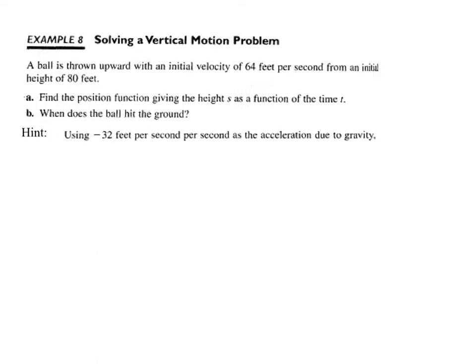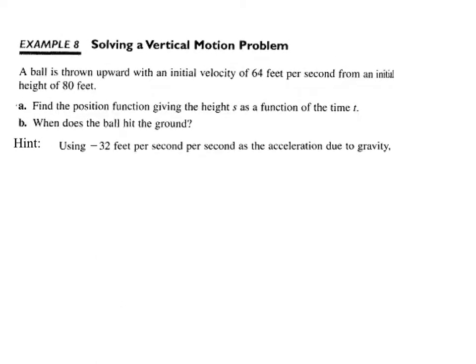All right, so for this lesson, we want to look at a vertical motion problem, and we're getting ready in our next lesson to look back at kinematics, or rectilinear motion again, but in this case, dealing with integrals. And as you can see here, we have a ball being thrown upward with an initial velocity of 64 feet per second from an initial height of 80 feet.